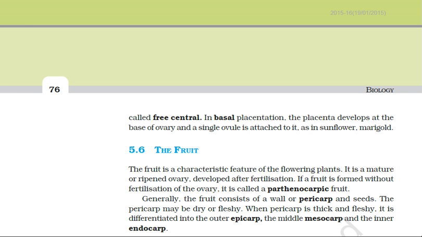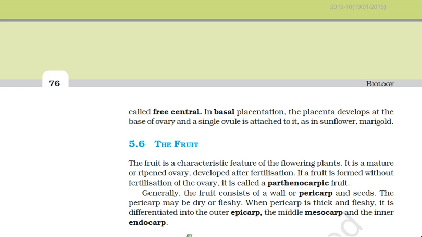I repeat, in some cases, some floral parts other than the ovary may become fleshy and form the fruit. Such fruits are called pseudocarp or false fruit. The fruits which develop only from the ovary are called eucarps. Eucarps means true fruits.